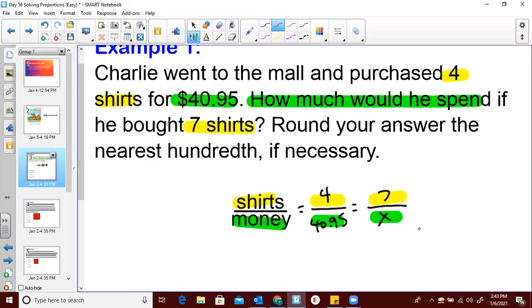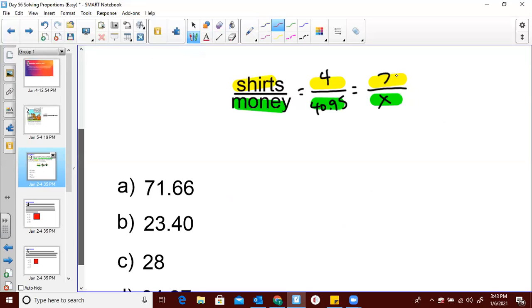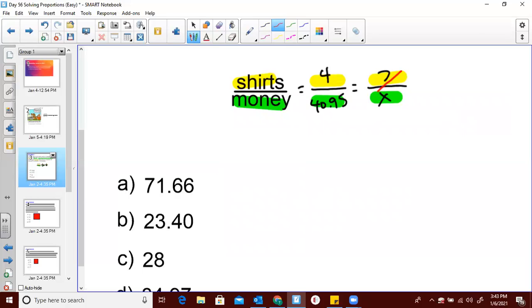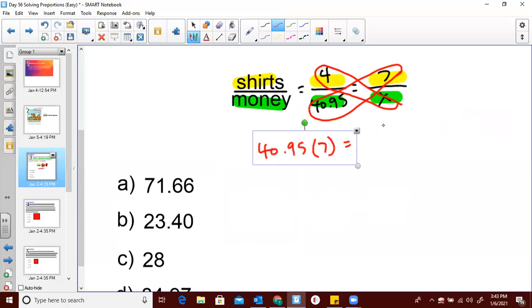So let's talk about how to solve. Okay, so we're going to solve using cross multiplication. And cross multiplication means that we're going to, if you want to say match up, multiply the different values that are diagonal from one another. So on my left-hand side, I will put 40.95 times 7. And I'm going to keep this equal sign in the middle.